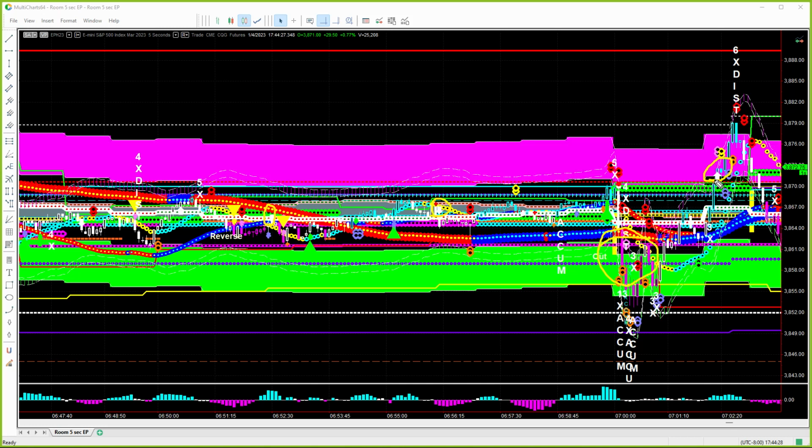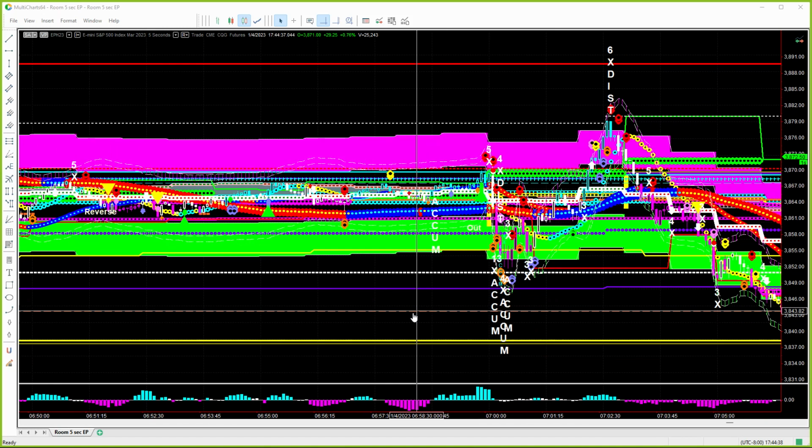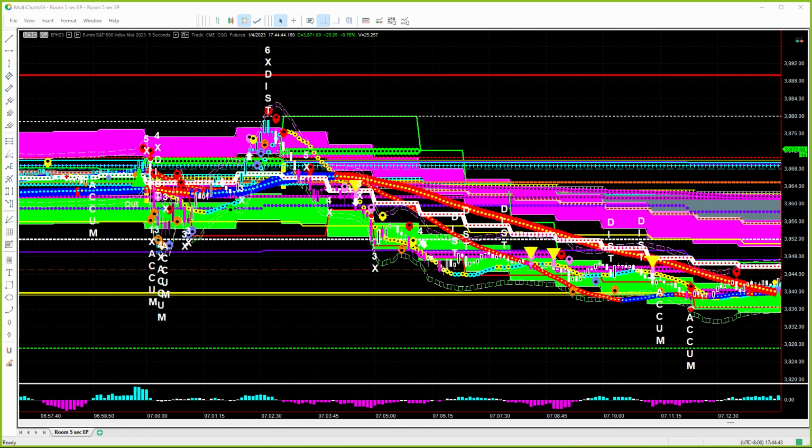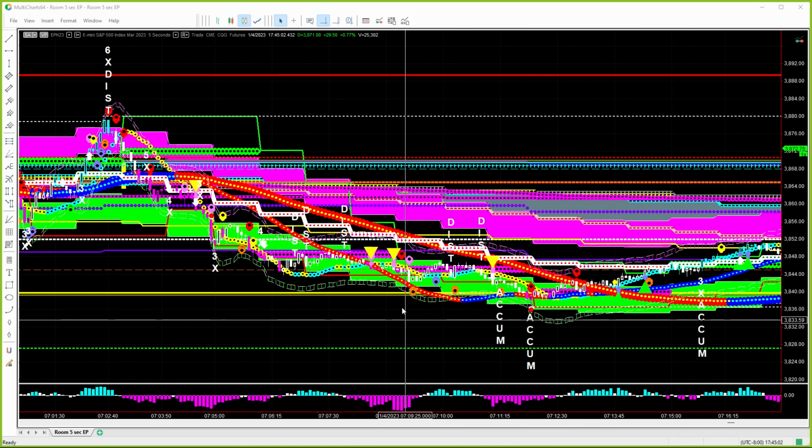Went long here, right? So made money there, made money here. Let me scroll back over. I think I only marked up to about 730-ish. So made money here, made money there on that short, on both of those shorts. Let's see if I'm missing anything else. So many trades, it was difficult to keep track of them all.